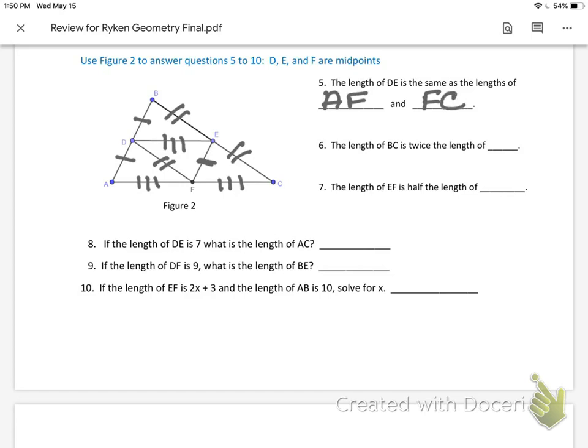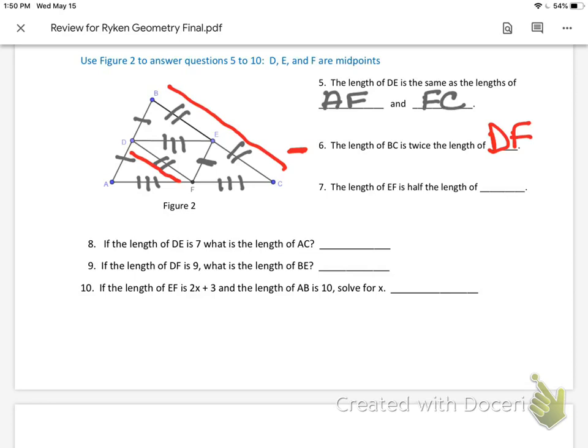Okay, so then we'll change colors to do this question. The length of BC. Okay, so where is BC? BC is right here. This whole length is BC. That is twice the length of what? Well, it's twice the length of DF, which is right in here. So it's twice the length of DF.